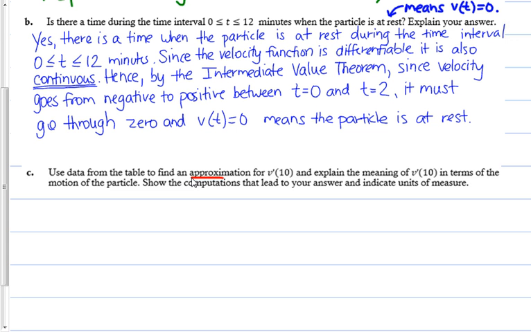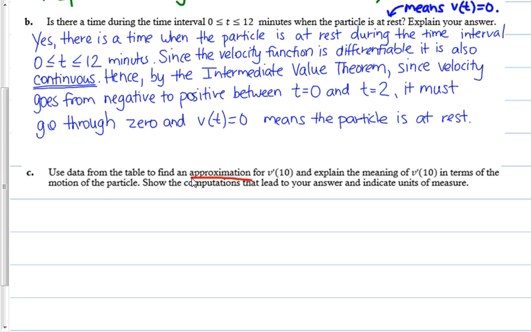Approximation. You'll be doing this all year long. An approximation for v prime of t, and explain the meaning of v prime of t in terms of the motion of the particle. Show the computations that lead to your answer and indicate units of measure. So this is like a classic FRQ from the AP exam. They want you to approximate, they want you to explain what this thing that you're finding actually is, and of course they want you to show your computations, which means your work, and they want you to indicate the units of measure.